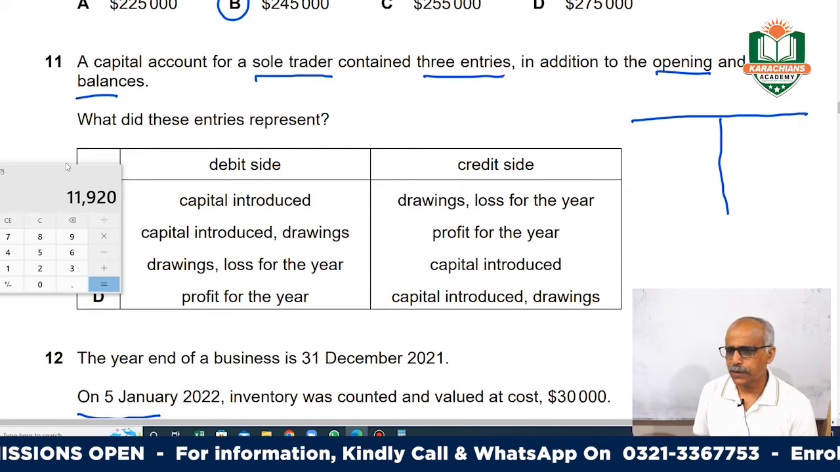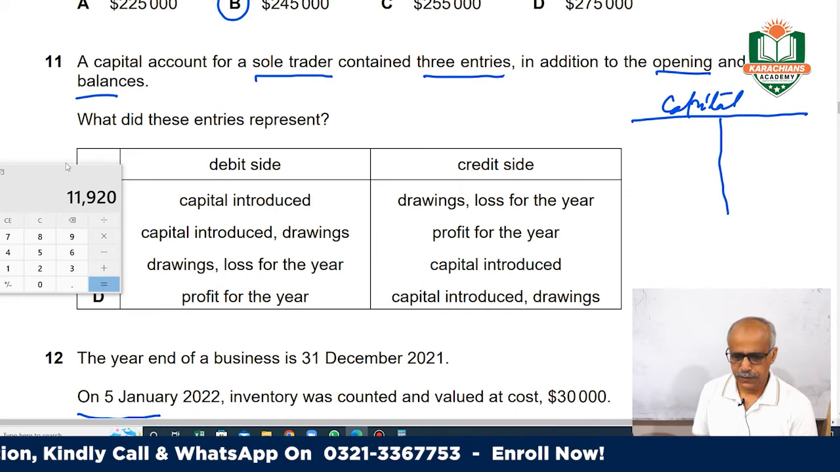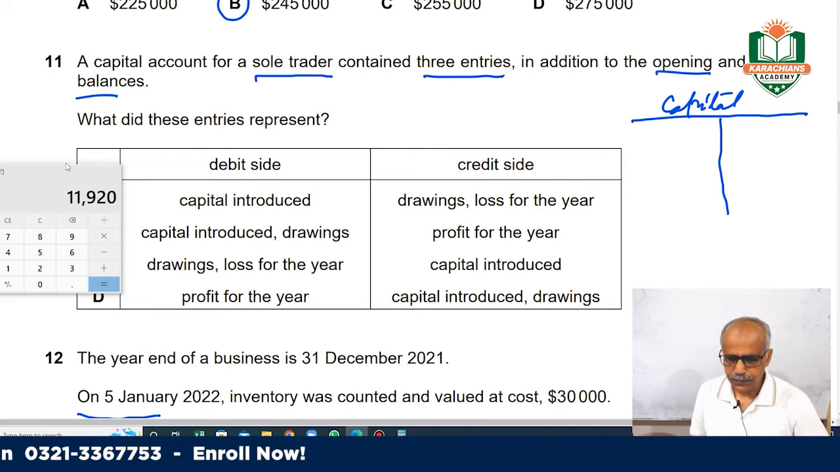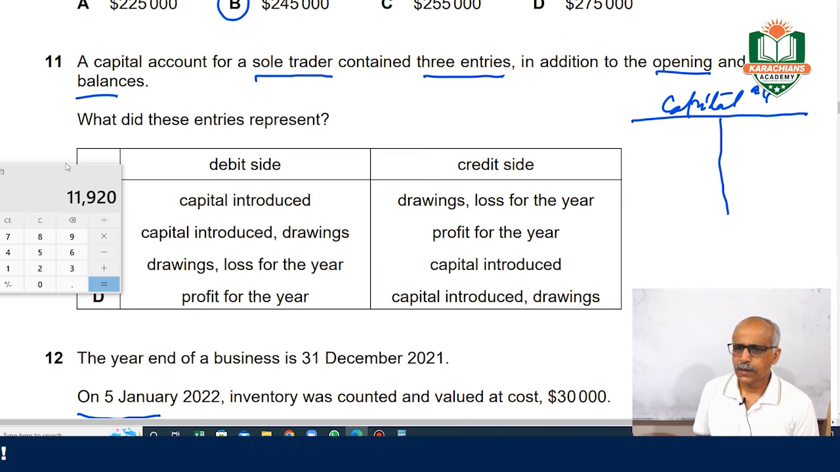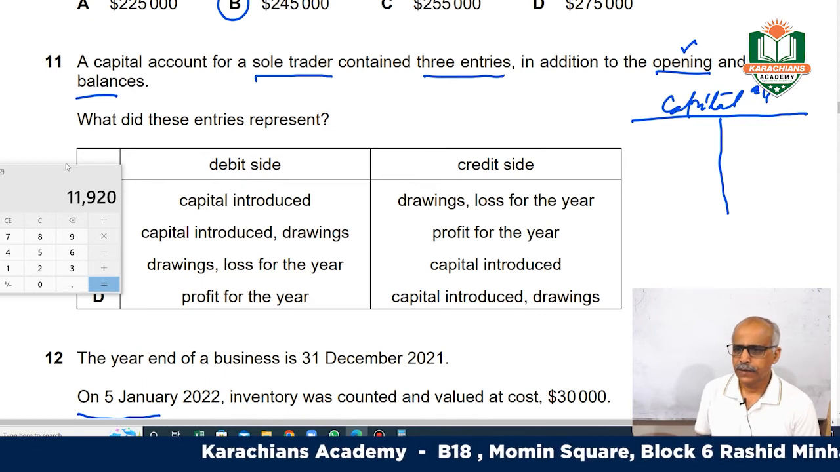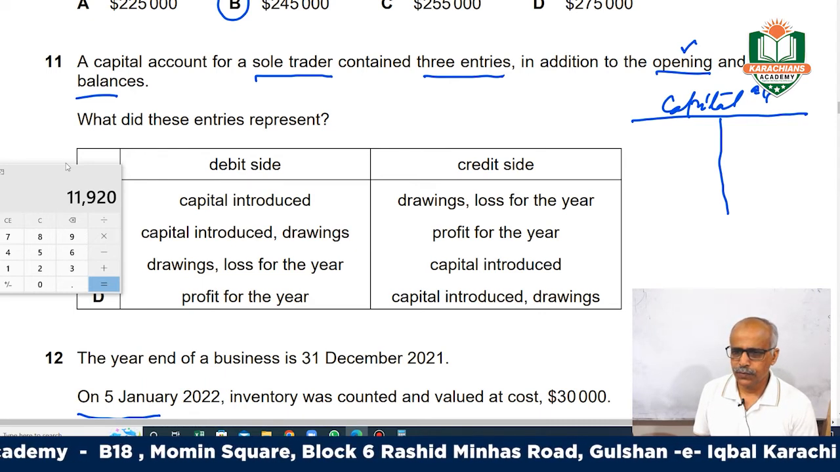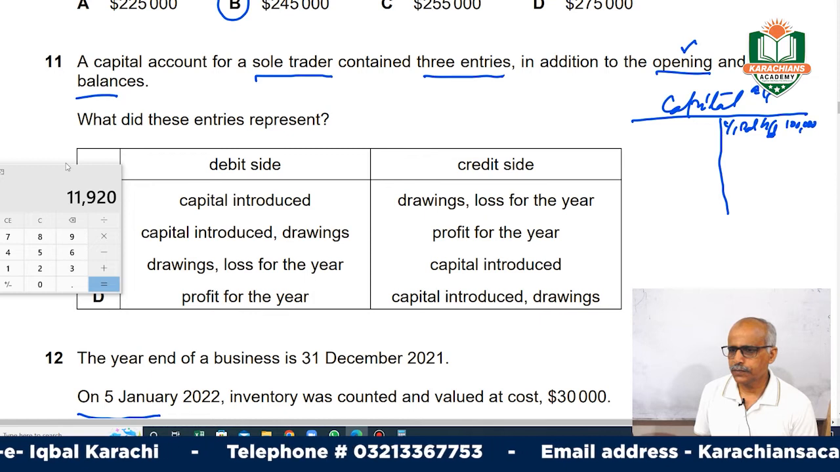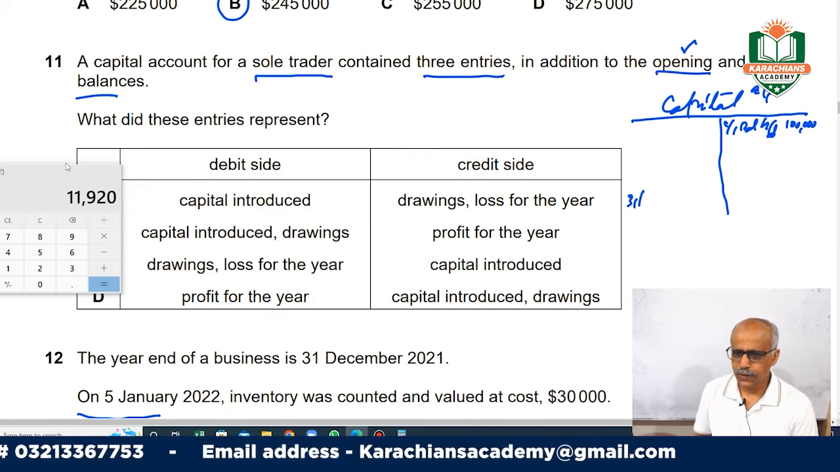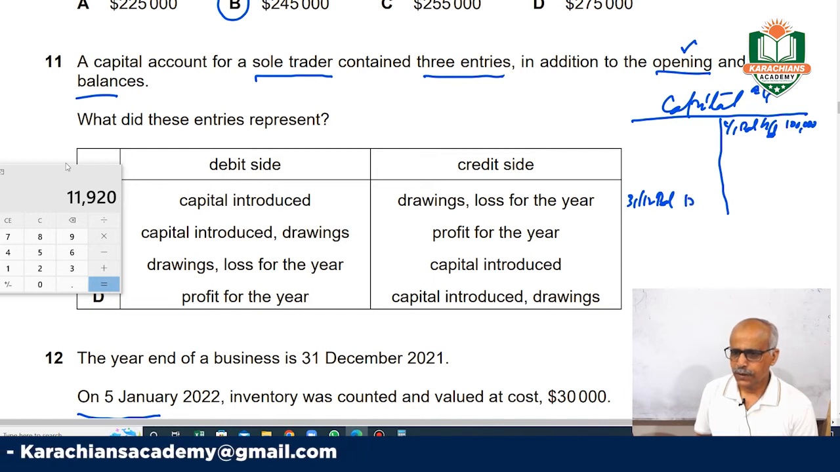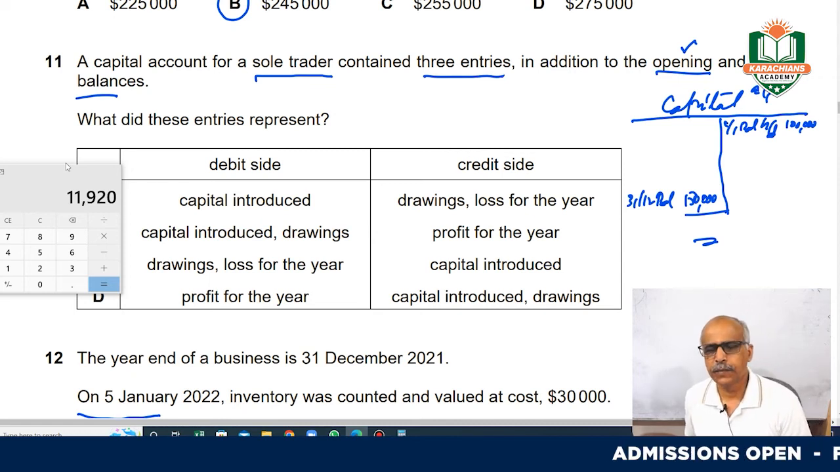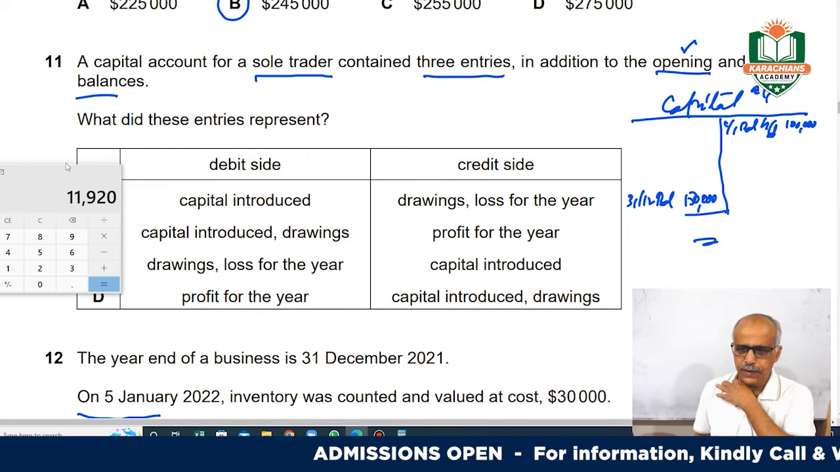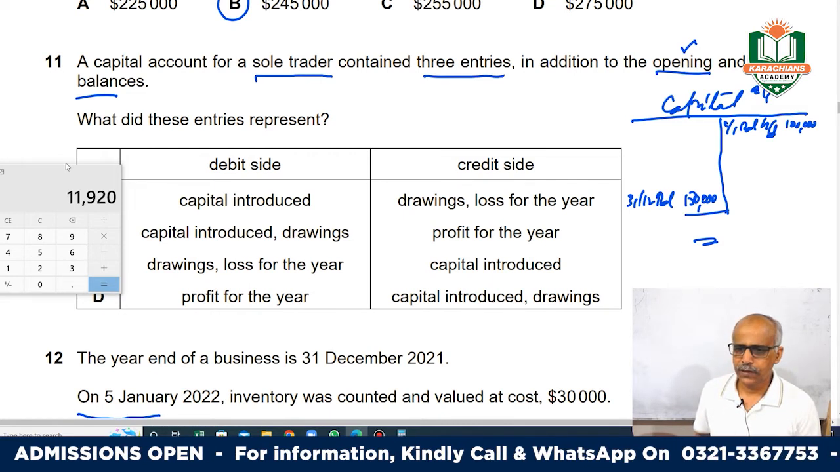Okay, so we can see different options, but you just remember one thing. If your concept is clear, then you will easily be able to select the correct answer. Capital account: he is saying the opening and closing entries are already there. So if I say you have an opening balance of some 100,000 and your closing balance on 31st December is 150,000. So the closing balance, the credit balance, will appear at the time of closing on the debit side, right? So 100,000 was your opening.